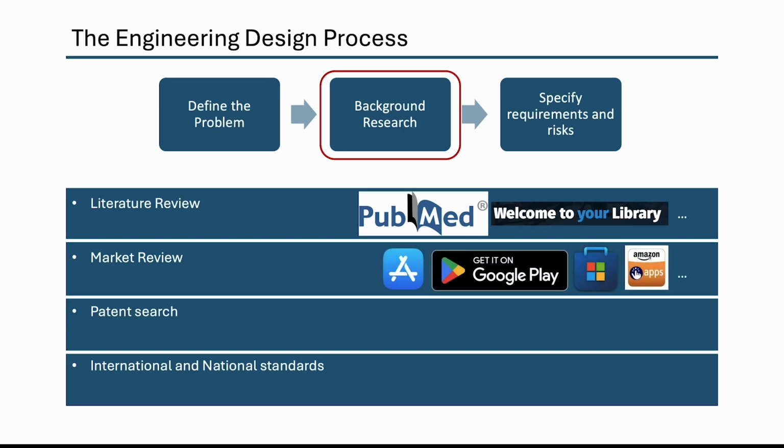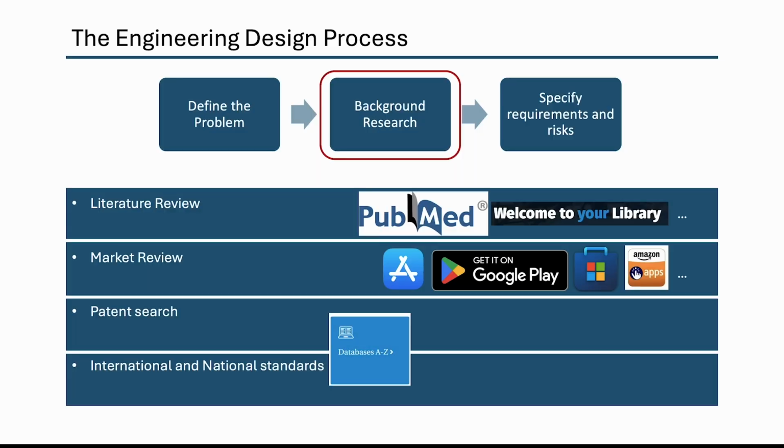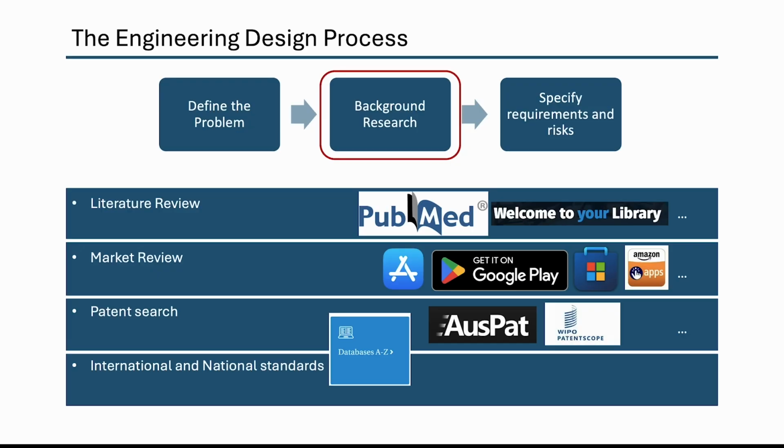For the market review, you can go to places like app stores to have a look at what's already out there. Another tool that you can use is the University of Newcastle Library, which has a databases section on its website, and you can use that to go to patent databases as well as standards databases. Patents are helpful to see what's been patented before, so what is already implemented in society, and how it's used. That's all described in patents, and you can go to Australian Patents, which is a government website, or you can go to the World Patent Scope website to see what's done around the world and what's been registered.